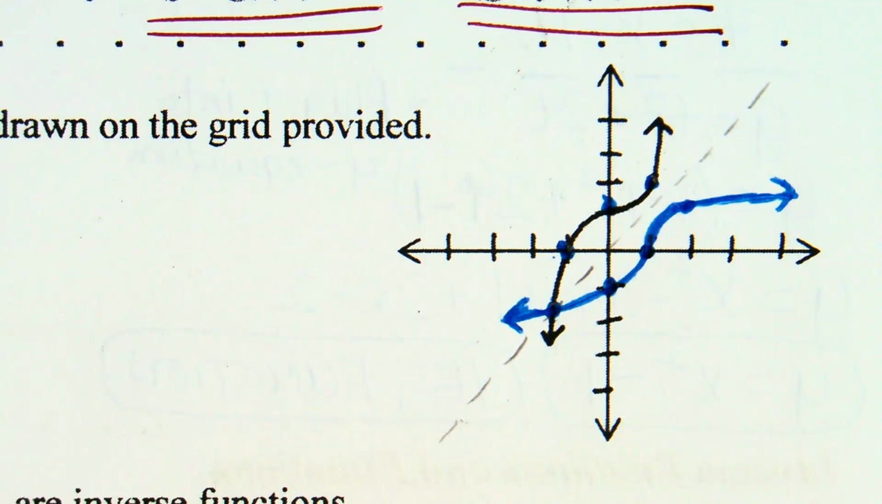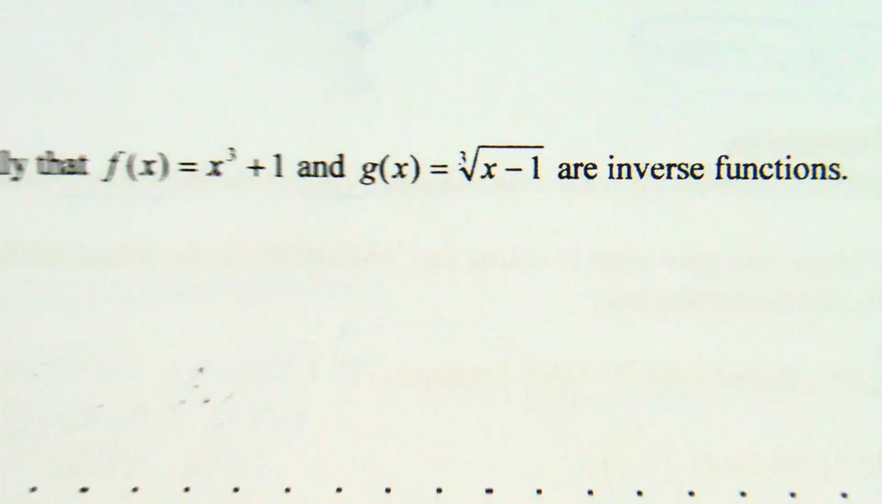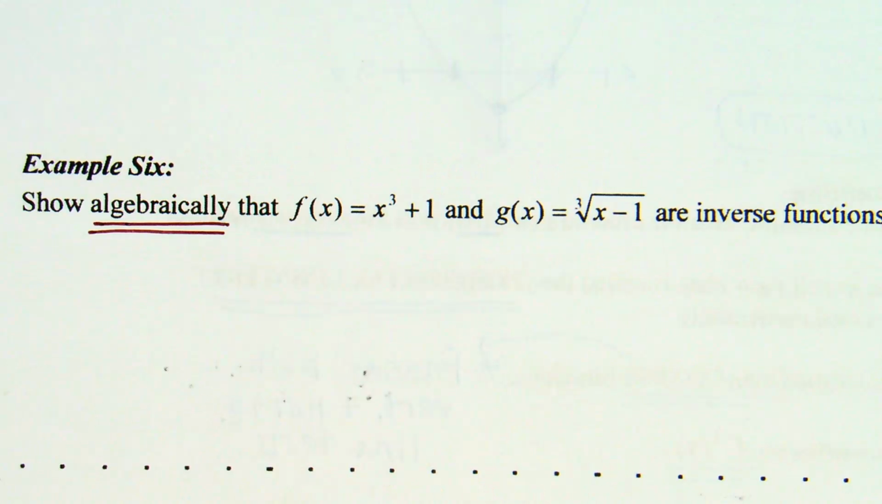One last thing then, and that is example 6. Example 6 gives me two functions, f and g. And it says to show algebraically that f and g are inverse functions. So we have to show f and g are inverse. What's true if they are inverse functions? f of g and g of f both equal x. So what does that mean we need to find? f of g and g of f.